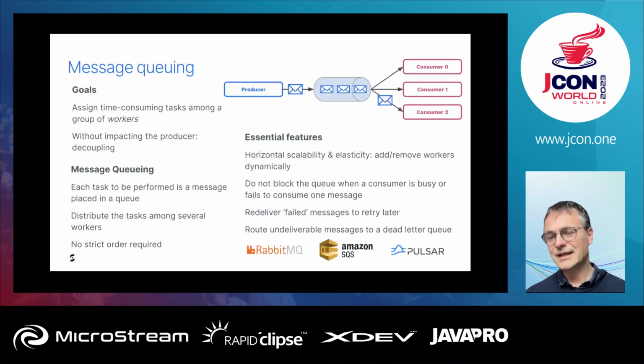So RabbitMQ and Amazon SQS match these requirements because they implement this message queue semantic, and we cannot expect these requirements from a streaming platform. These platforms are not designed for that. However, Pulsar implements both the streaming requirements and the message queuing requirements.